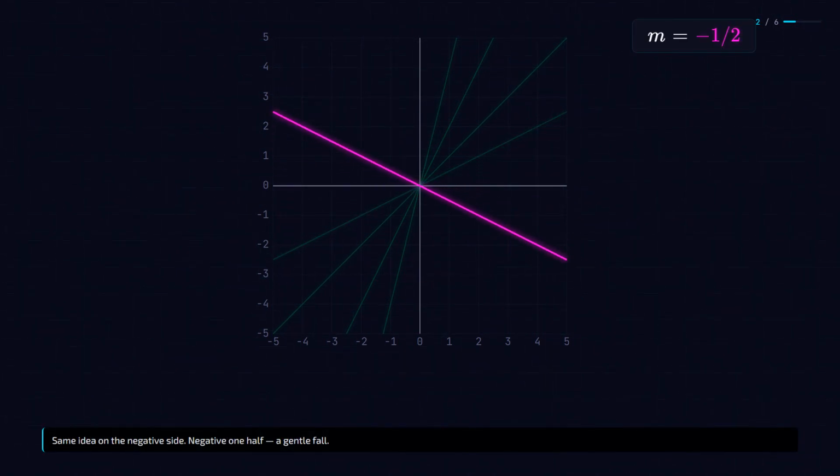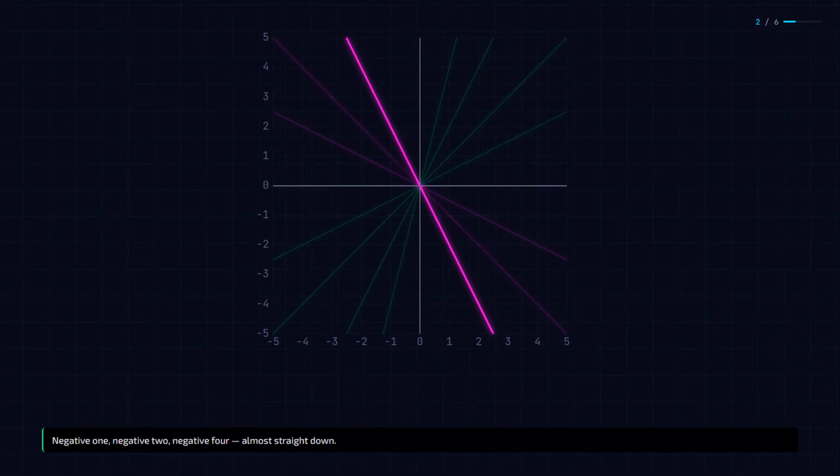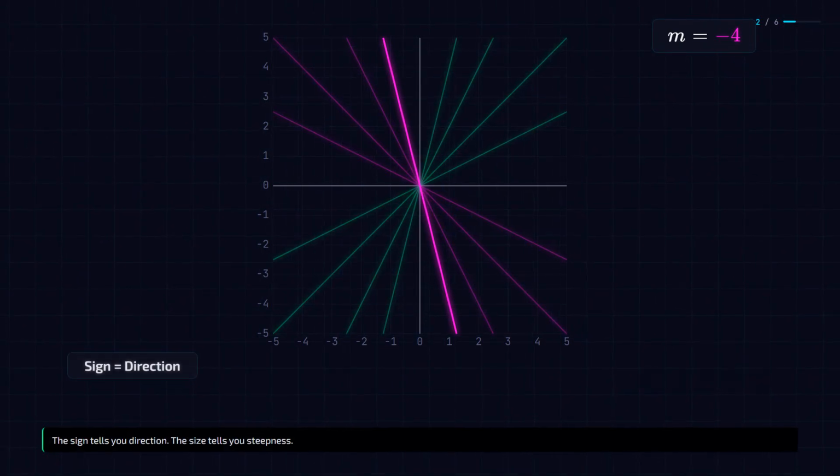Same idea on the negative side. Negative 1/2, a gentle fall. Negative 1, negative 2, negative 4. Almost straight down. The sign tells you direction. The size tells you steepness.